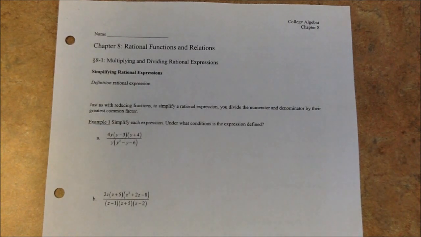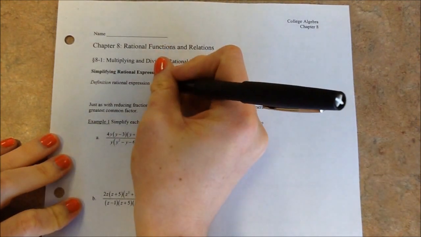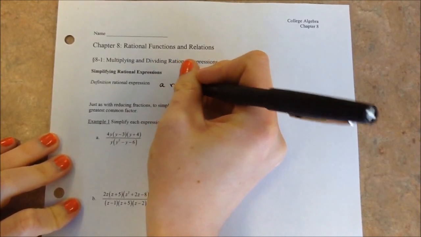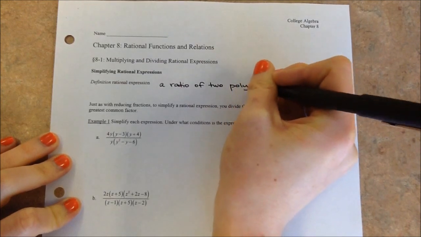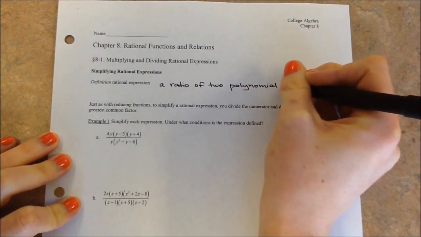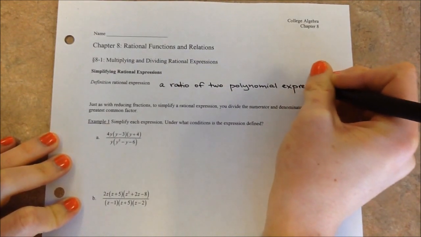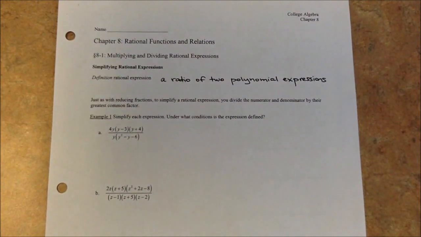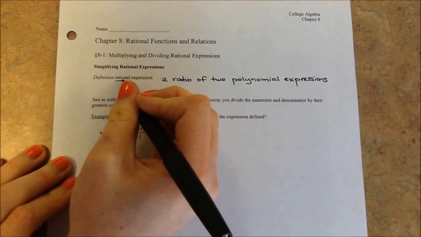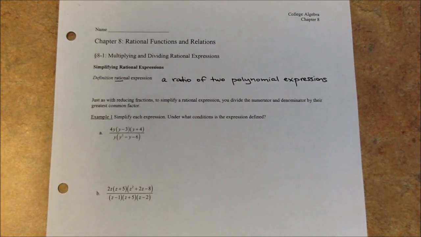The first thing I want to do is define it. What is a rational expression? A rational expression is a ratio of two polynomial expressions. Okay, so I purposely use that word ratio in the definition because when you see rational, I want you to think ratio. So rational numbers, remember, were just a ratio of two numbers, like 2 over 3 or 1 over 7 or something like that. So a rational expression is basically just a ratio of two expressions.